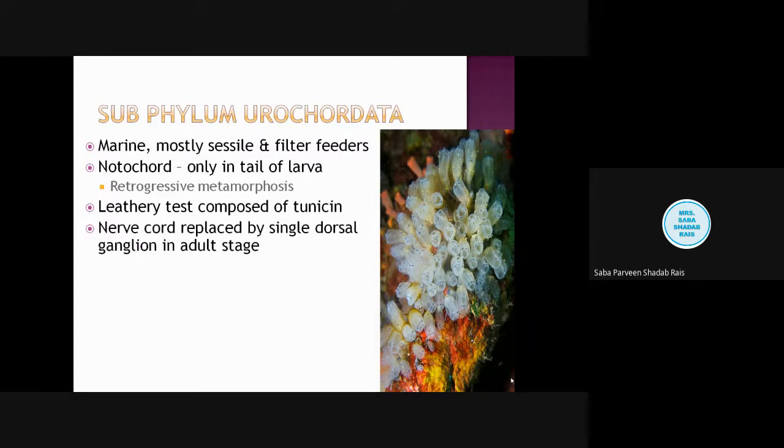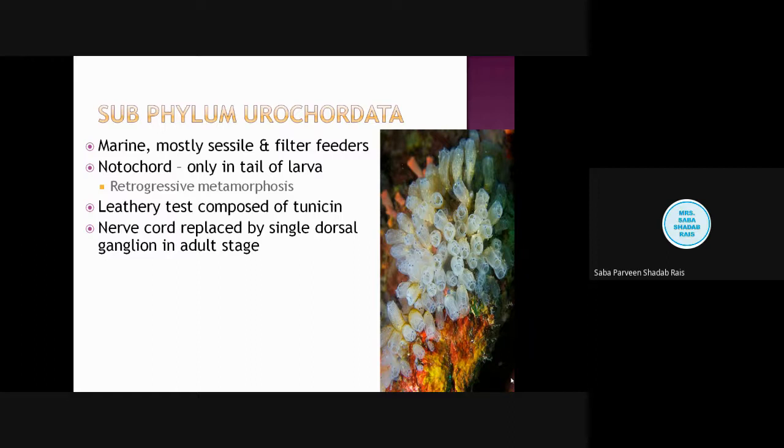Now, the other most important character: the nerve cord. Yes, they have one, because the first character to be a chordate is a notochord. We have discussed that yes, the notochord is present, only in the tail of the larva. The second important character is the nerve cord. They do possess a nerve cord, which is a neural tube, but it is present in the larval condition only.